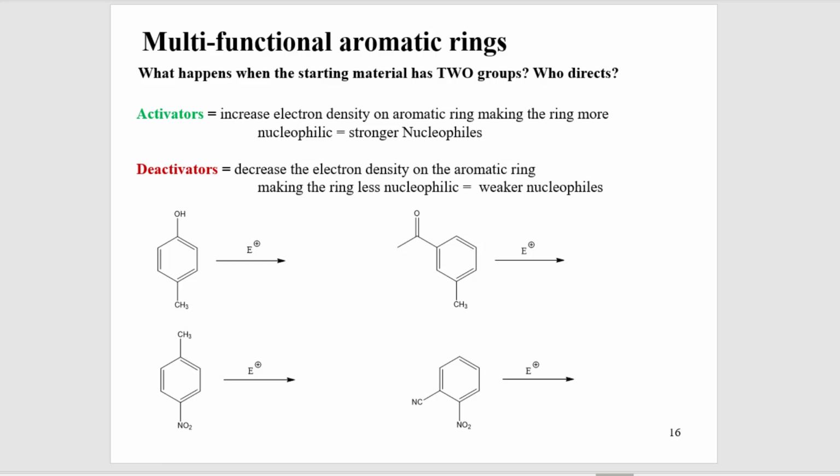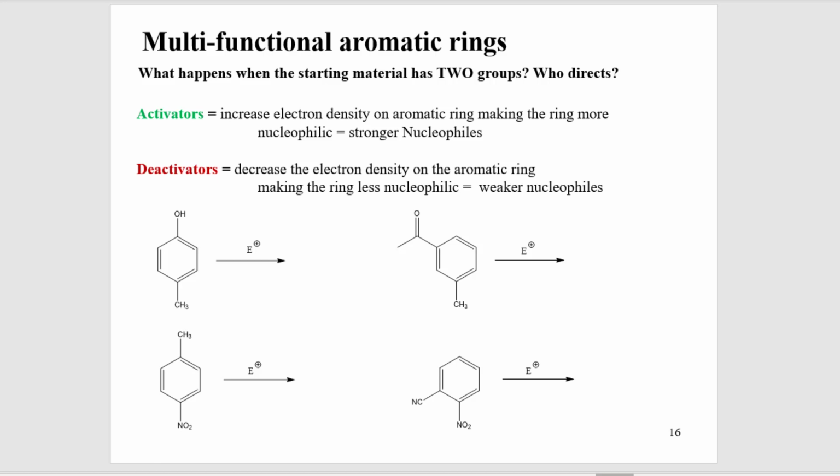Who is going to be the boss? Well, it's not always the first child. And who knows which one went on first anyway, right? So what you got to do is look at the ring and figure out who's the better activator. The stronger the activator, the more say in the matter they have.